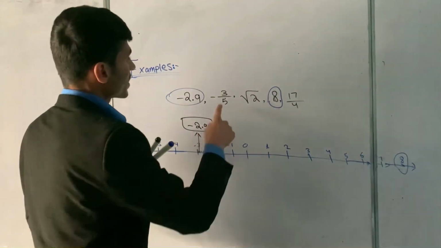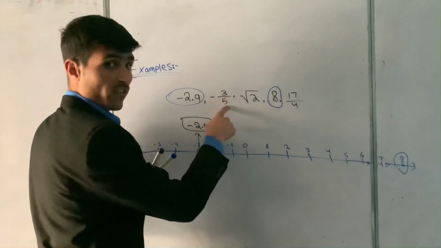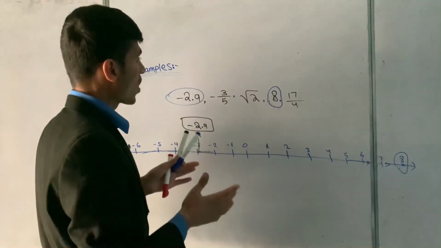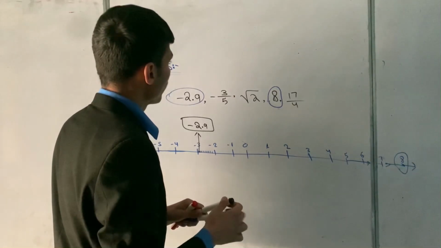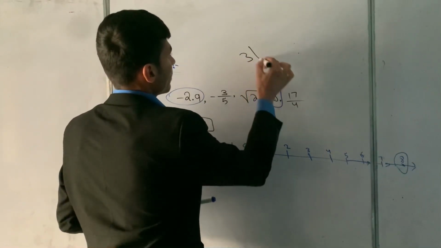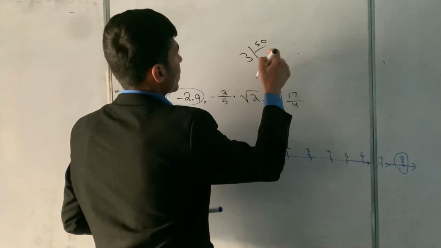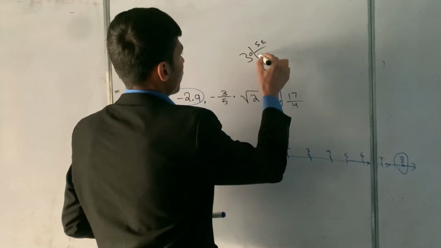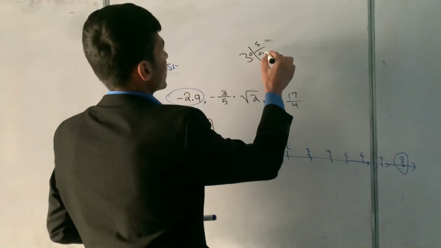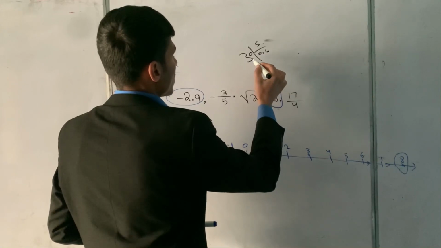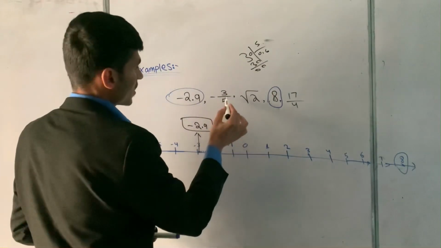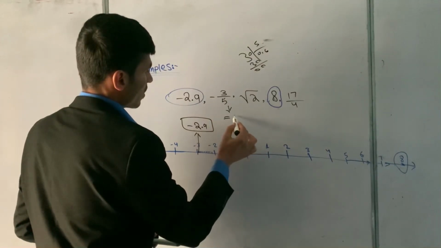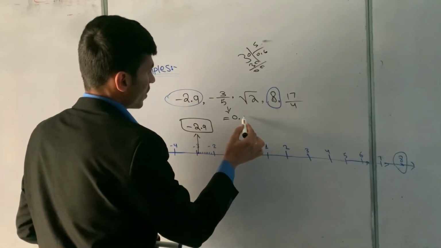Look at the third example, -3/5. To solve this problem, first divide 3 by 5. How do you do this? 3 divided by 5, of course, equals 0.6.